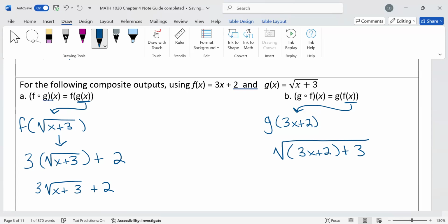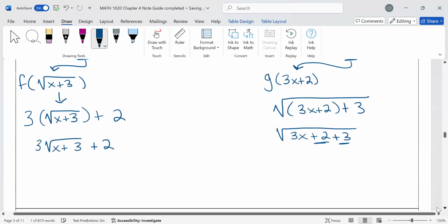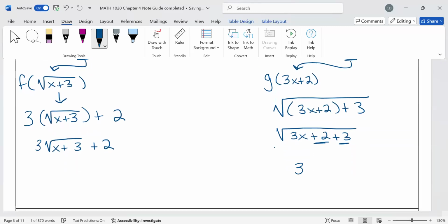Now, since everything is underneath the parenthesis, or underneath the square root, we can simplify from there. Meaning we can add that 2 and that 3 together. And that's all we can do with that one.